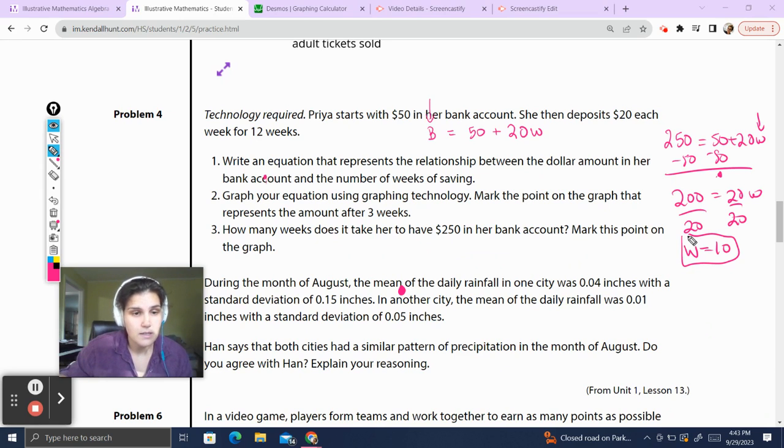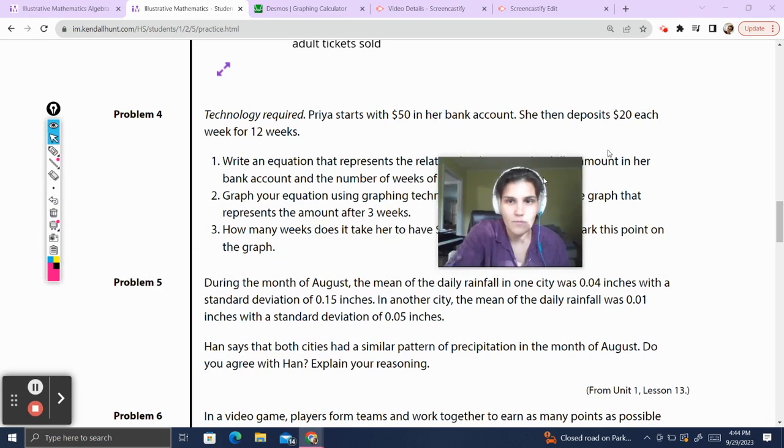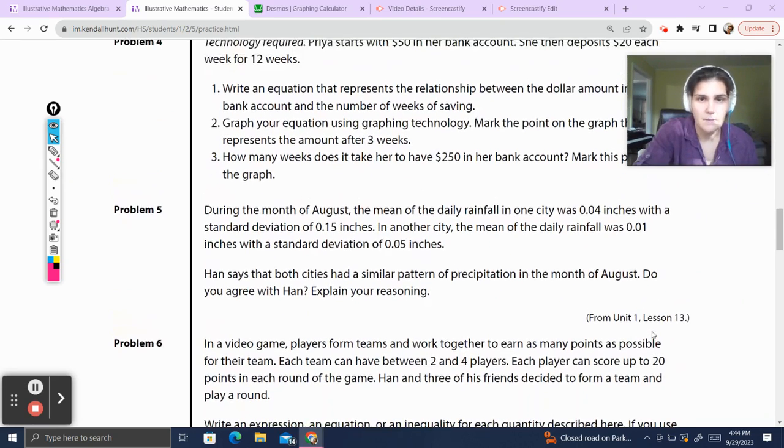So for most of these questions, if you have an equation and a graph, you can solve using either way, and both of them are equally accurate. Let's go ahead on to the next question.